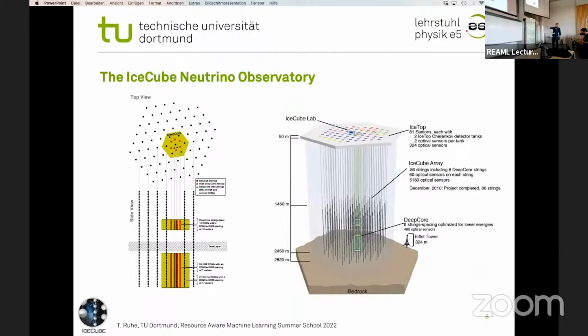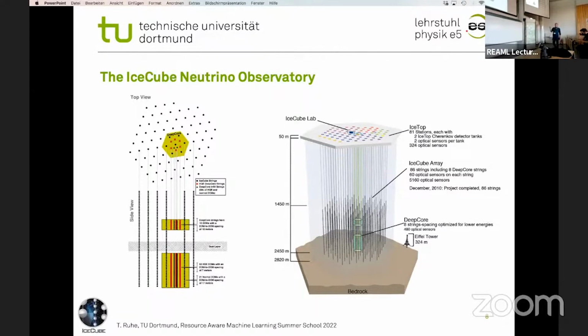IceCube DeepCore also has these domes, also arranged on strings, but they are a little denser. So as you can see, the strings are a little closer together, and also the domes on a string are a little closer together. So it's 15 meters for the regular domes. It's only 7 meters for the DeepCore domes.